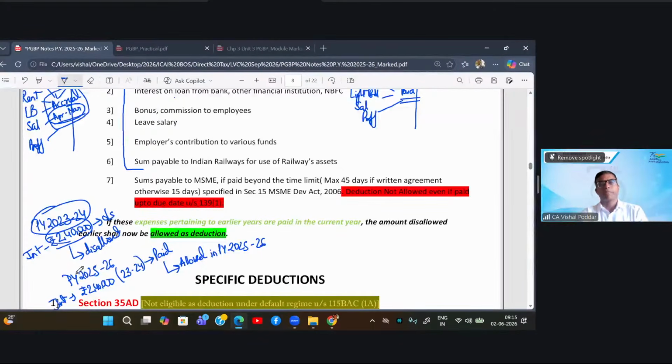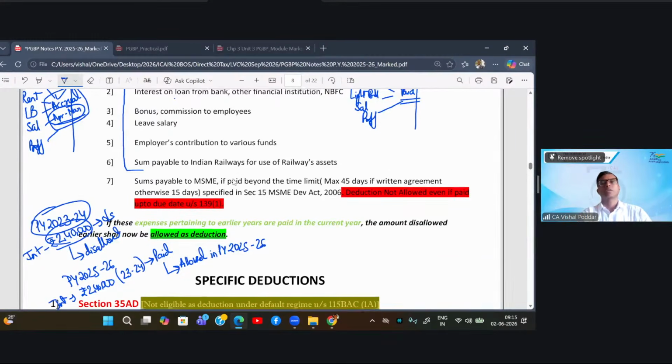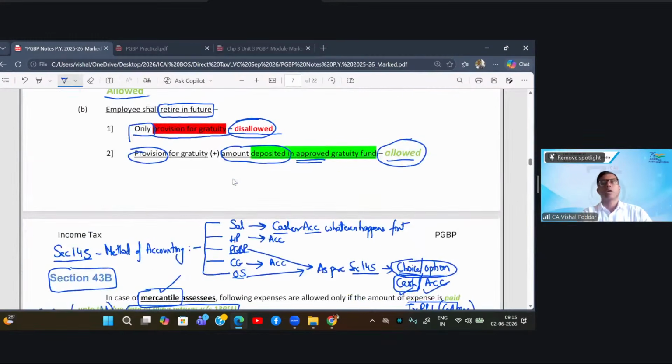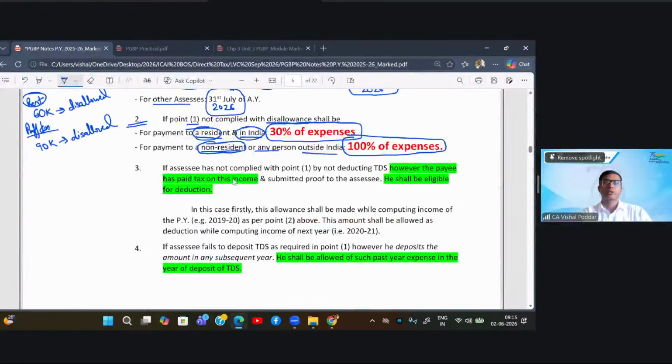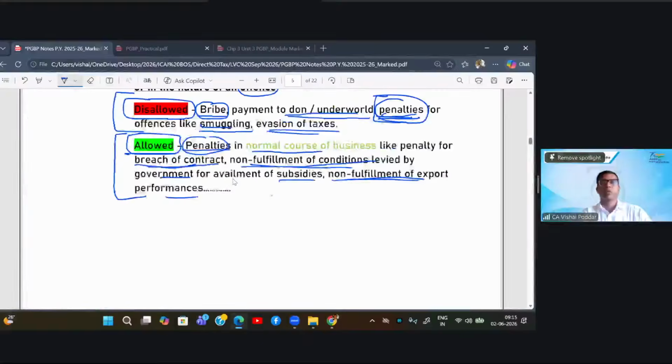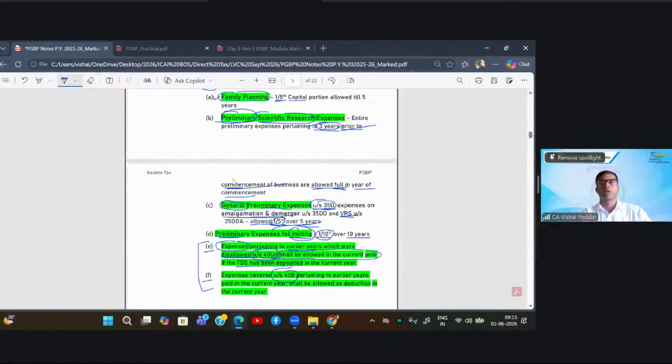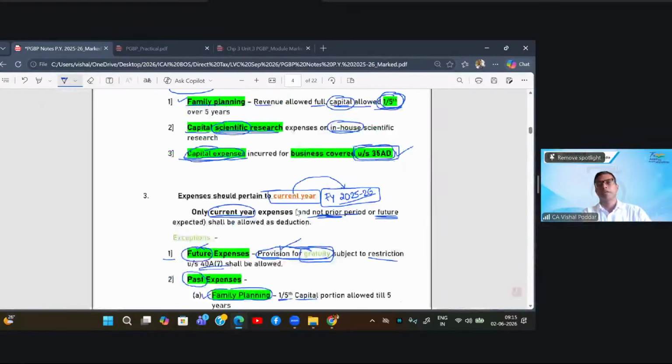So in this example, in the current year 25-26, you have paid interest of 23-24. Obviously, this interest was disallowed in 23-24 because of section 43B. And this interest, when paid in the current year 25-26, though pertaining to 23-24, will now get allowed as deduction. So again, this point becomes our exception. Exception to which golden rule? Again, exception to this golden rule that the expenses should pertain to current year.